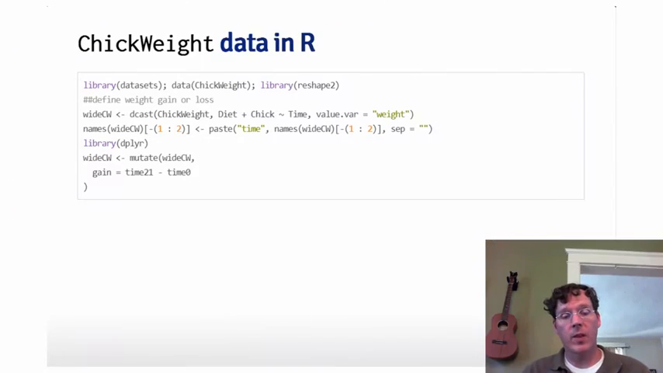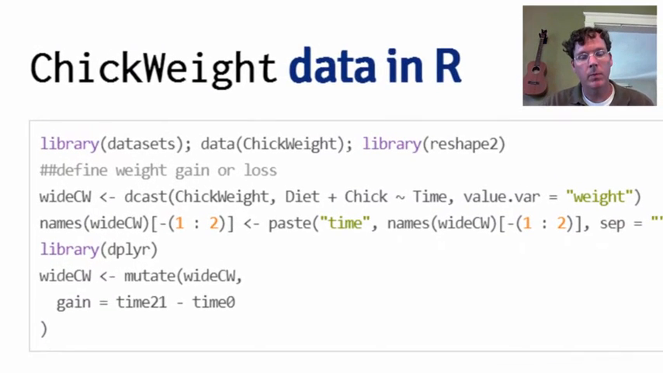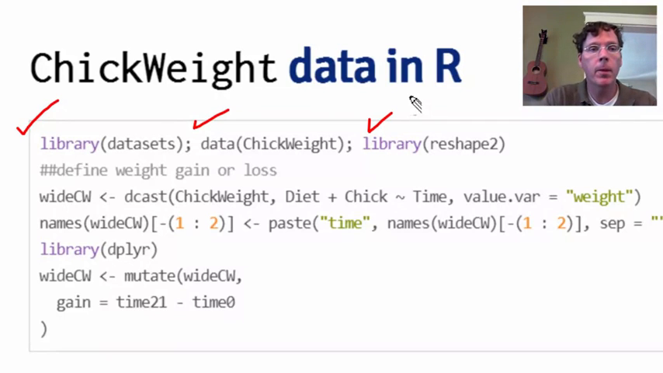Let's go through another example. The chick weight data in R contains weights of chicks from birth to a couple of weeks later. To get it, you can do library(datasets), data(ChickWeight), and then I need to work with the data, and I highly recommend the package reshape2. I'll go through a little bit about some of the reshape commands and what they're doing.